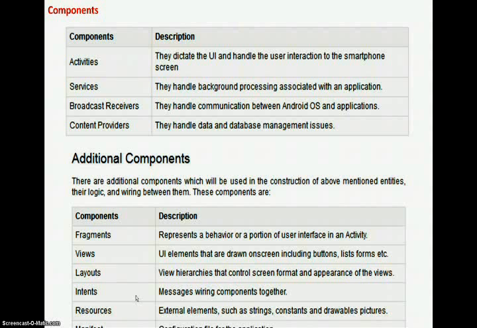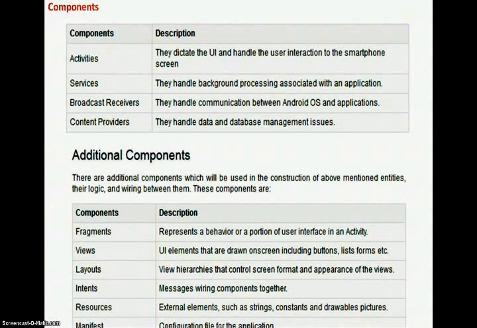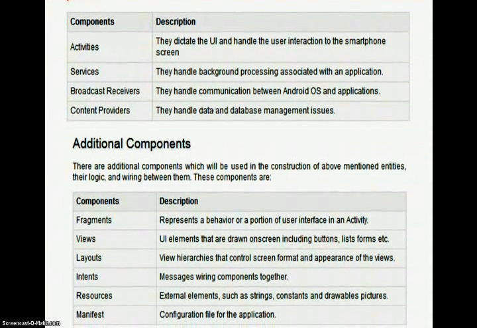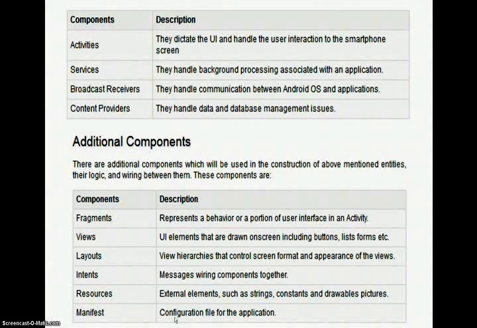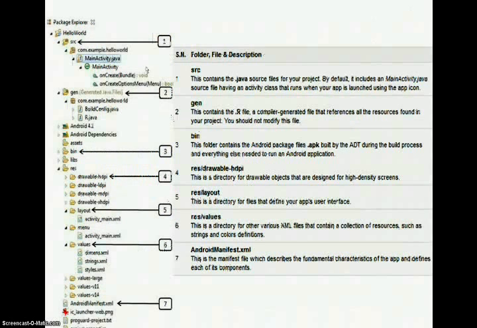Intent is the communication wiring between components. Say for example, from your application you want to open a camera or dial a number. In that case you will use intents. Resources are things like strings, constants, and drawables. Everything is stored in resources. Manifest is the configuration file that you have for your application. It's just like a web.xml for your J2EE application.